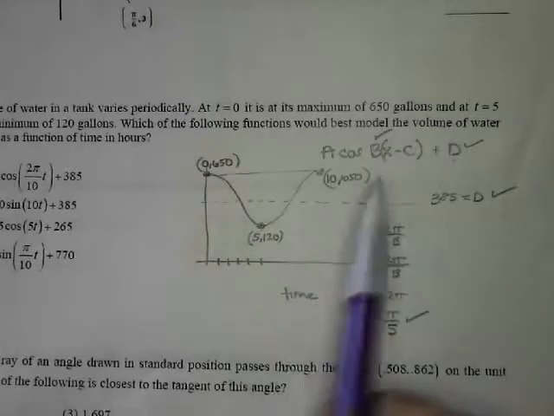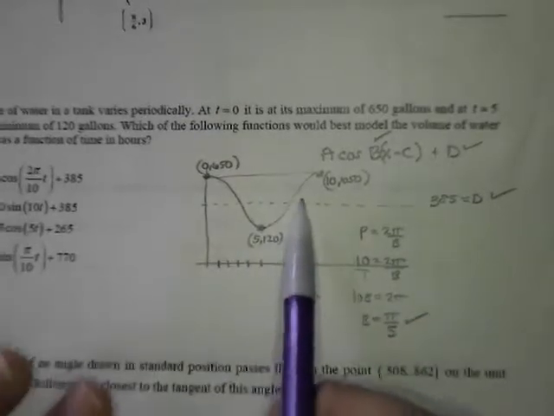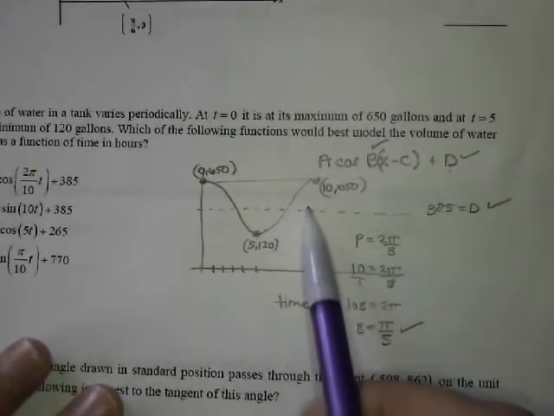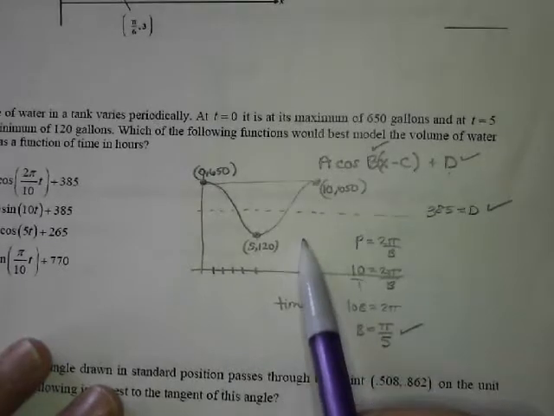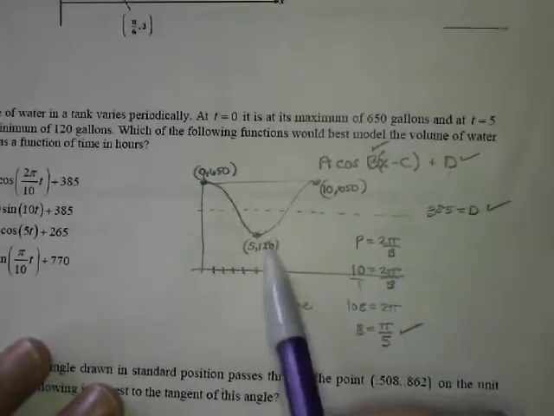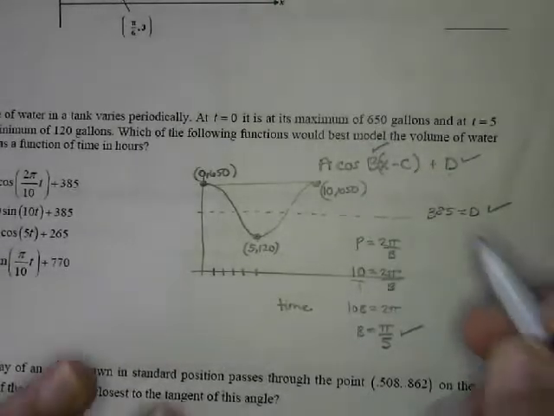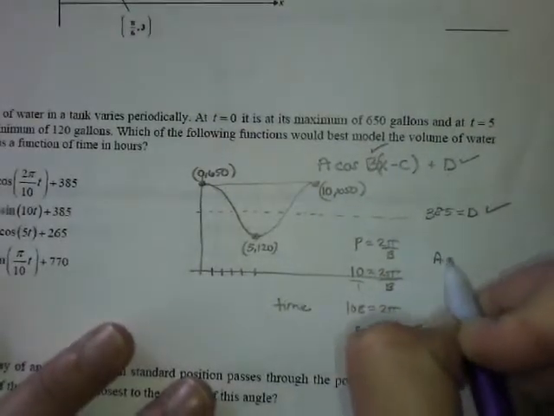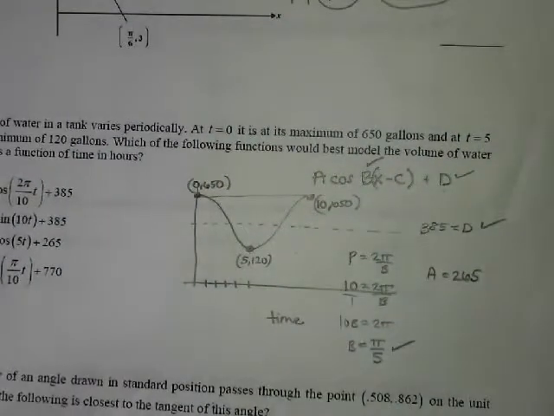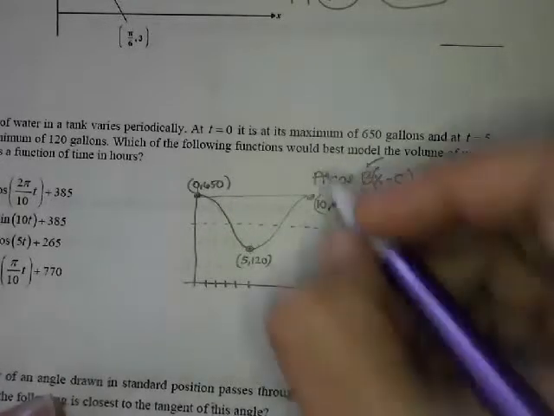Amplitude should be pretty straightforward once you have your midline. So what's the height of the curve above and below the midline? From 385 to 120, so 385 minus 120 just tells us that our amplitude is 265. And we already talked about the fact that this was a positive cosine, so our A is a positive 265.